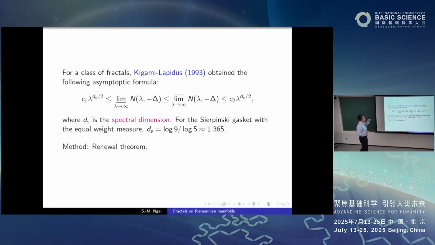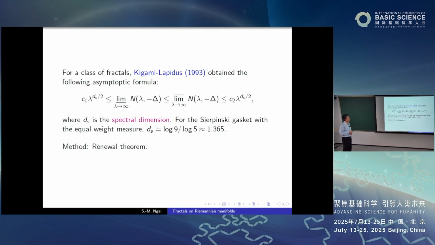All right, so for this Laplacian, the eigenvalue counting function takes this form, not exactly the Weyl law, but it tells us that the eigenvalue counting function grows like lambda to the ds over 2, instead of n over 2 as in the Weyl law. So this number is important. I'll convince you that this is an important quantity called the spectral dimension.